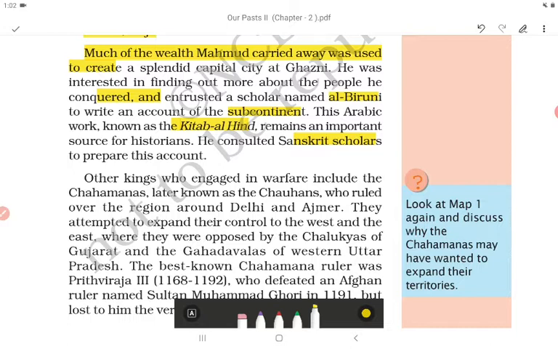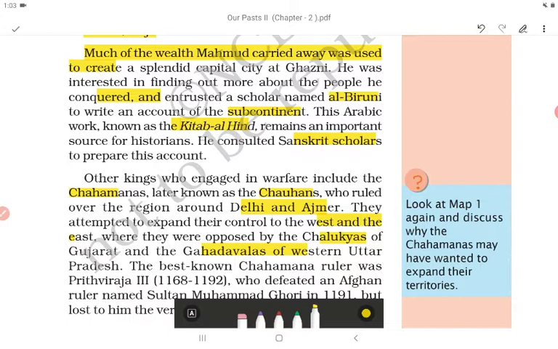Other kings who engaged in warfare include the Tomaras, later known as Chauhans, who ruled over the region around Delhi and Ajmer. They attempted to extend their control to the west and the east, where they were opposed by the Chalukyas of Gujarat and the Gahadavalas of western Uttar Pradesh.